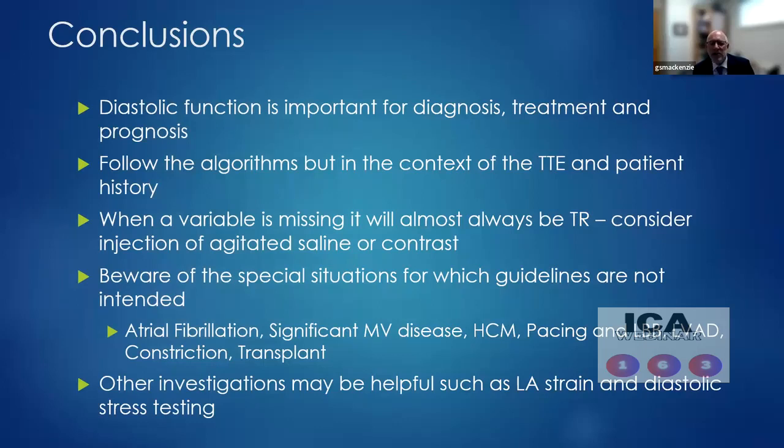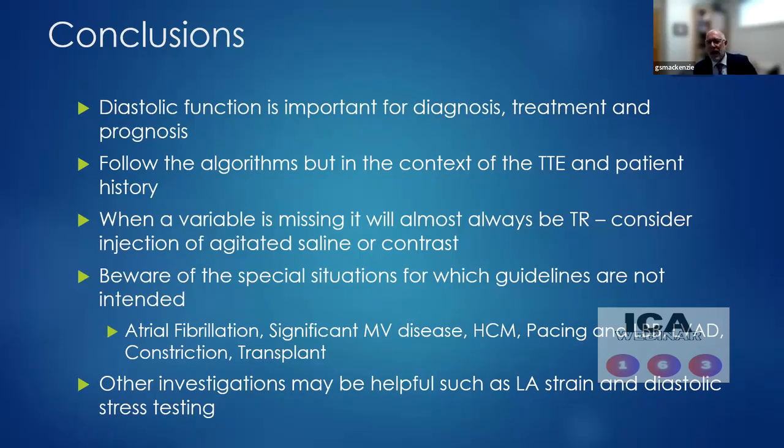When a variable is missing, it will almost always be tricuspid regurgitation, and you can consider using agitated saline or contrast to enhance that signal. Left atrial strain may be something that we use in the future on a regular basis. Beware of the special situations for which the guidelines are not intended, which we had gone through.